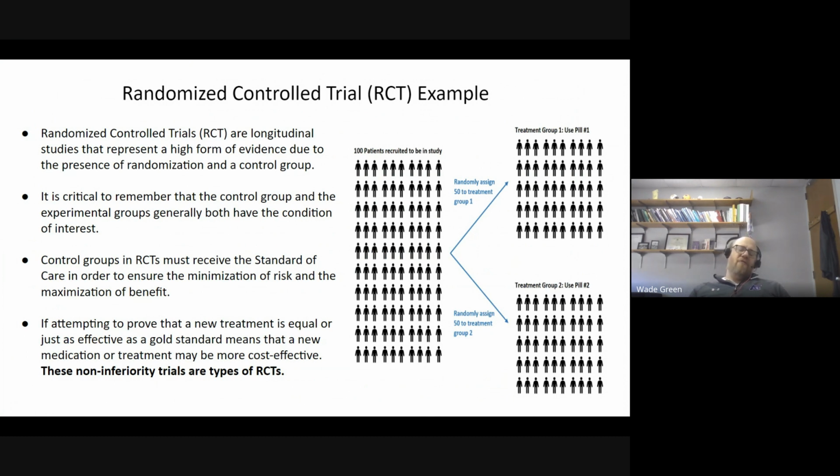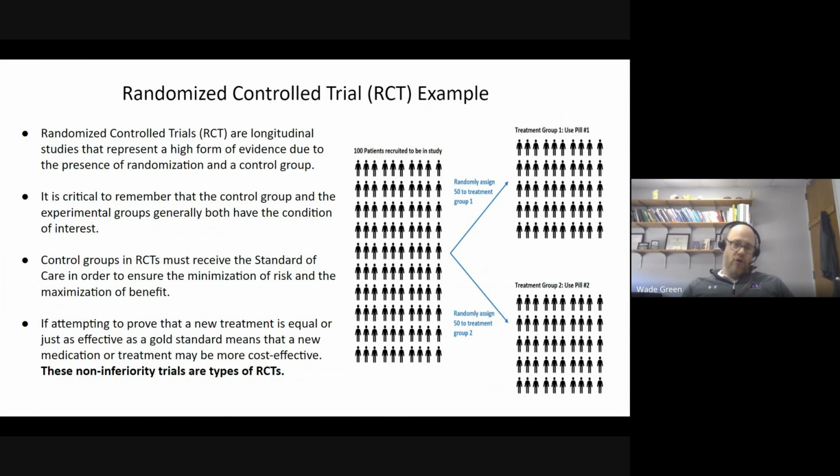Randomized controlled trials, given this example, represent a super high level of evidence in clinical studies. These are very often cited in a lot of clinical journals and healthcare journals as really significant and well-controlled forms of evidence. As we've talked about, it's really important to remember that both the control group and the experimental group have the condition of interest. And we know, as we've said, that the control group has to receive the standard of care.